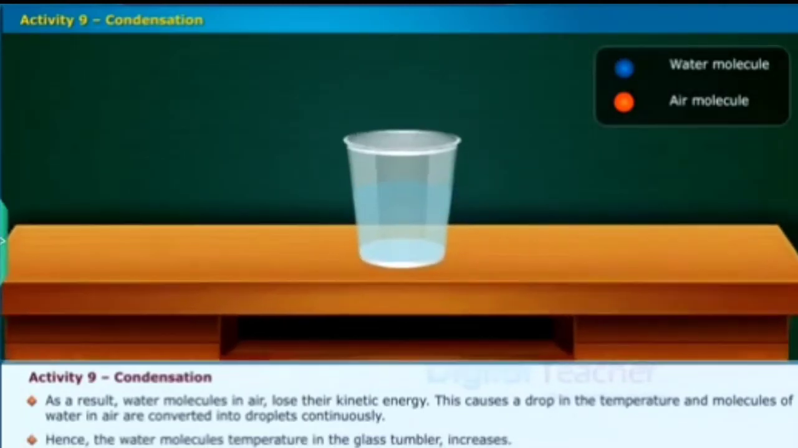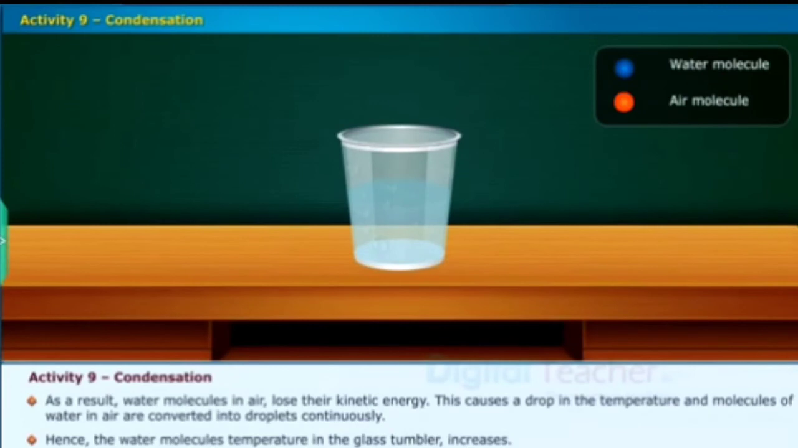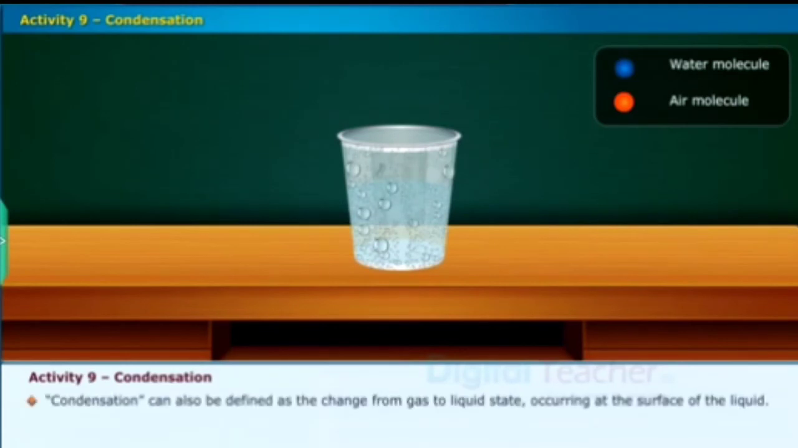Hence, the water molecule's temperature in the glass tumbler increases. This process is called condensation and is a warming process. Condensation can also be defined as the change from gas to liquid state occurring at the surface of the liquid.